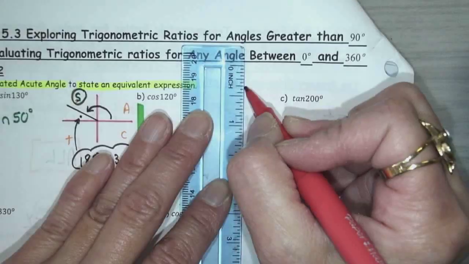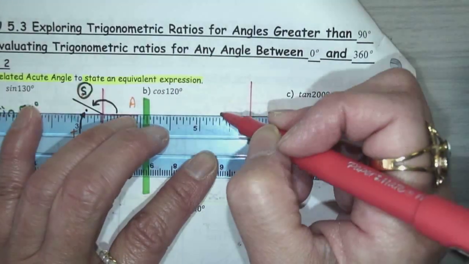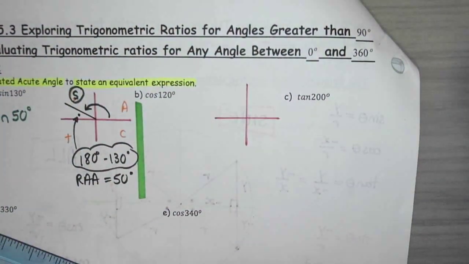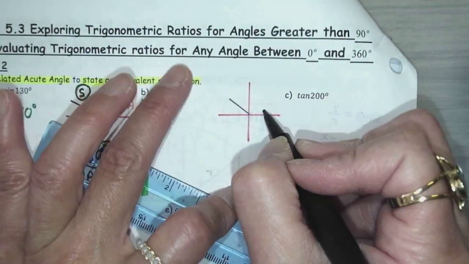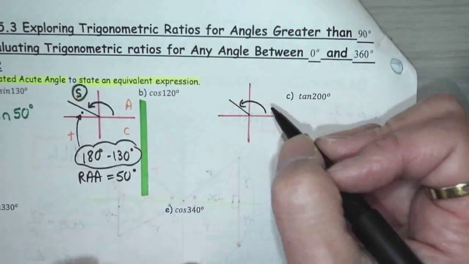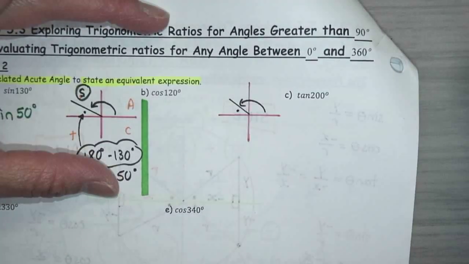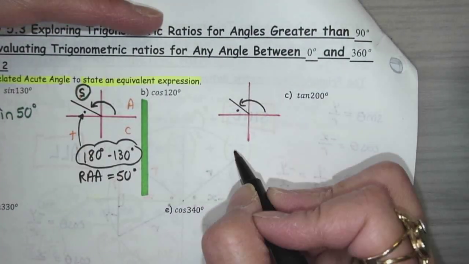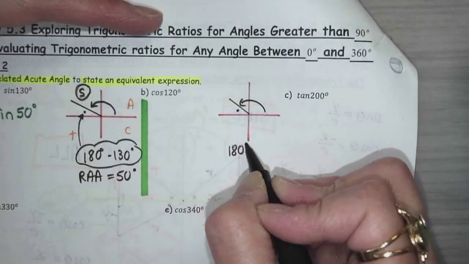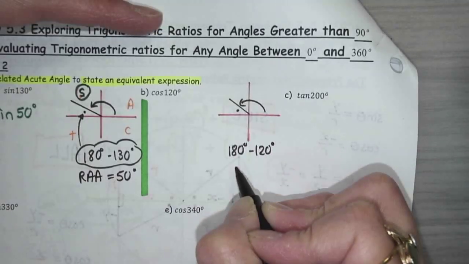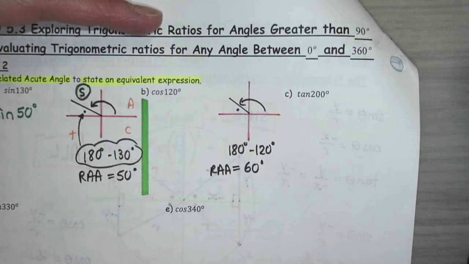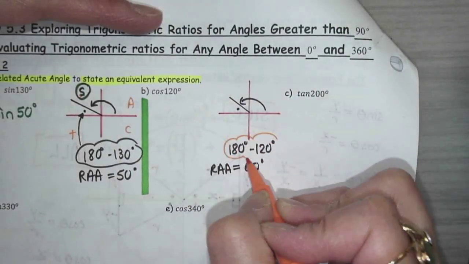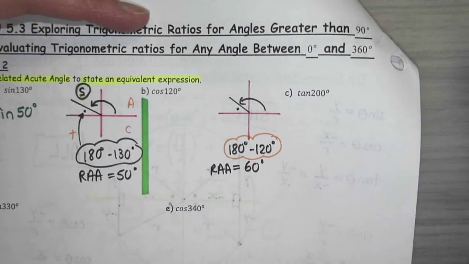I'm trying to keep my notes neat because then I scan them for you. So do that. 120 would be here. Hopefully you're getting faster. It doesn't have to be perfect. So that's 120. My little RAA is going to be 180 minus the 120, which gets me 60. You don't have to show me the subtraction, but my RAA is 60.